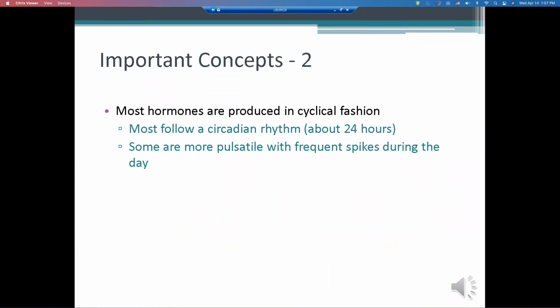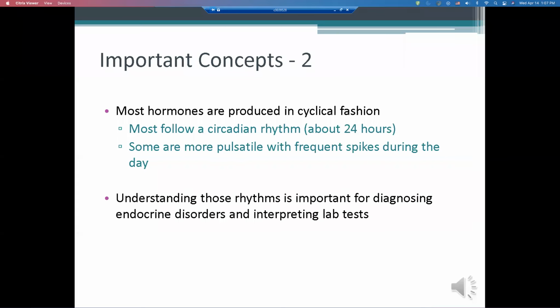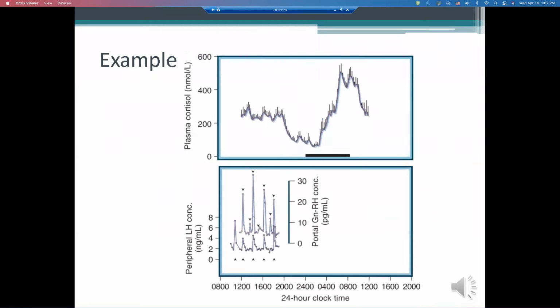The second concept is that most hormones are produced in cyclical fashion or circadian rhythm, which is about 24 hours. Some are more pulsatile with frequent spikes during the day. So it's important when you request a lab to know whether this hormone in particular follows a circadian rhythm or not. An example here is cortisol. The highest surge of cortisol usually is in the early morning hours, and you can see the time here. So we have this high surge around Fajr time, and then the level goes down as the day goes by, reaching the lowest level around midnight, and then you get another surge. So it follows a circadian rhythm.